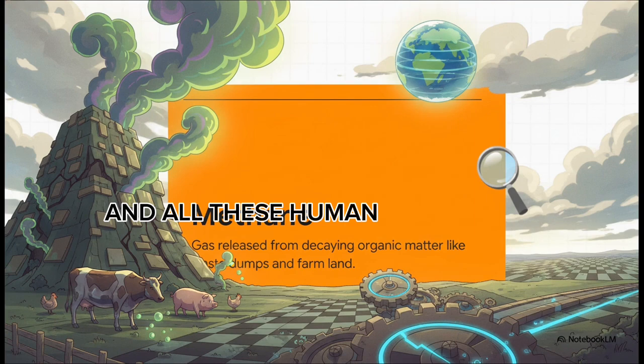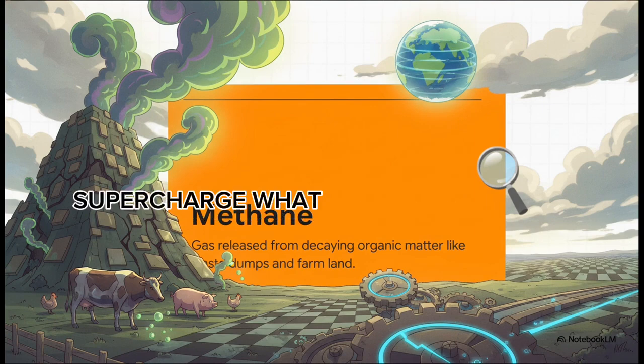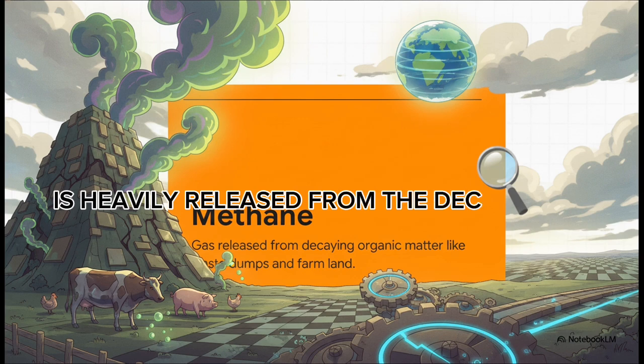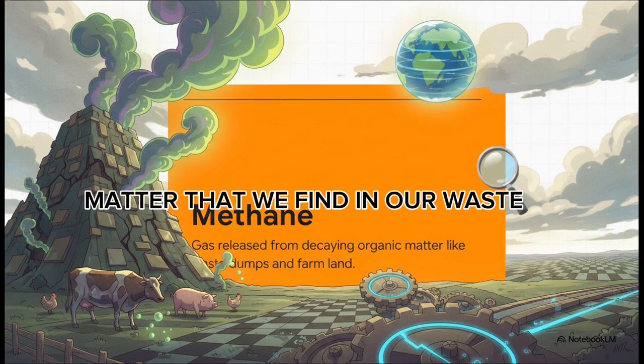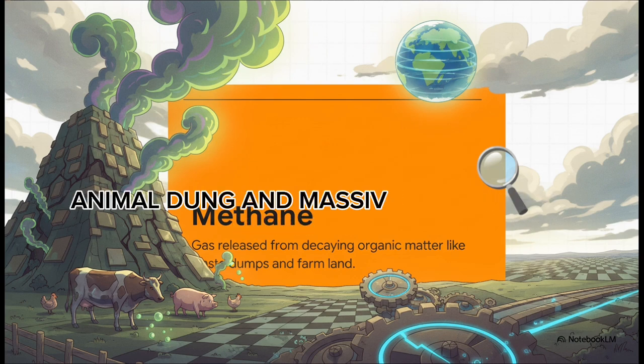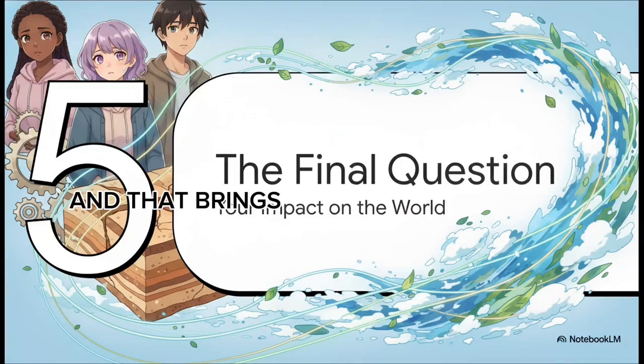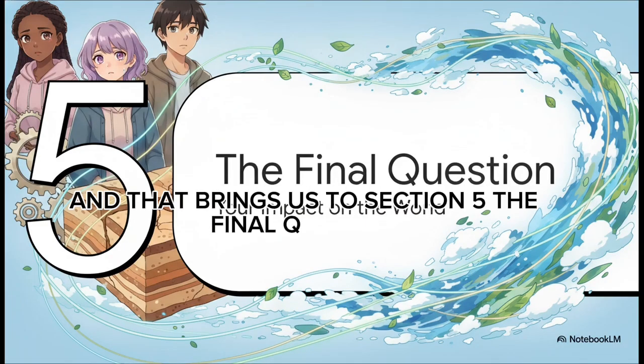And all these human activities supercharge what is known as the greenhouse effect, because we're pumping vast amounts of gases straight into the atmosphere. A really prime example of this is methane. Methane is heavily released from the decaying of organic matter that we find in our waste dumps, animal dung, and massive expansive farmlands. So by fundamentally altering the very composition of our atmosphere, we're basically tweaking the climate controls that dictate our global weather. And that brings us to Section 5, the final question.